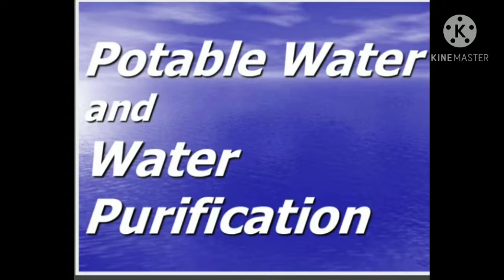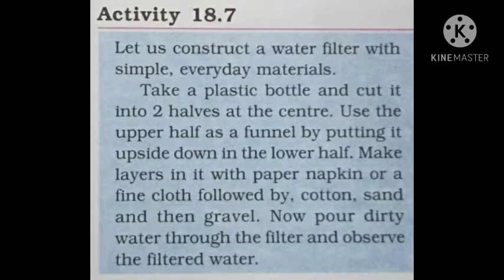Activity 18.7. Let us construct a water filter with simple everyday materials. Take a plastic bottle and cut it into two halves at the center. Use the upper half as a funnel by putting it upside down in the lower half. Make layers in it with paper, napkin or a fine cloth, followed by cotton, sand and then gravel. Now pour dirty water through the filter and observe the filtered water.